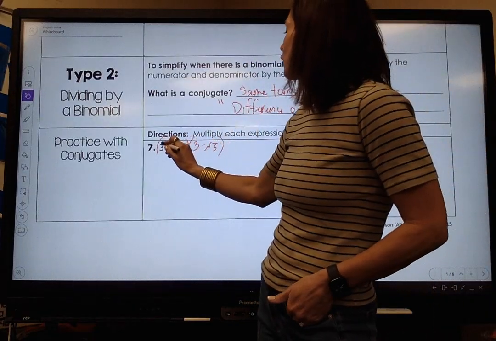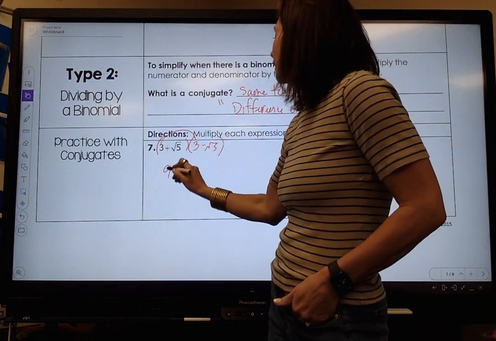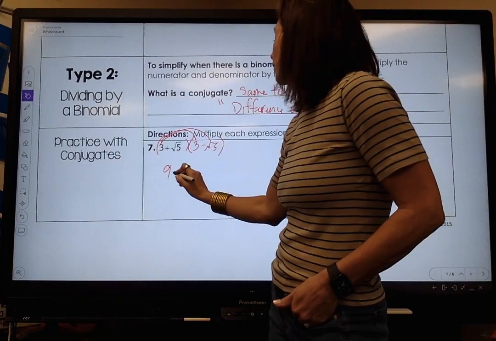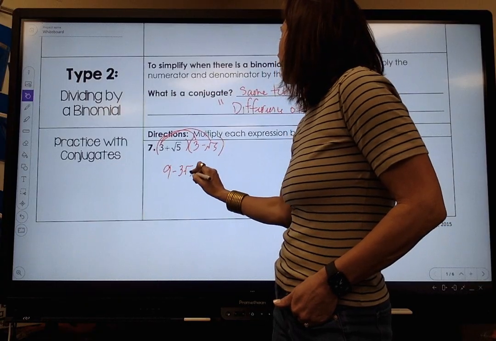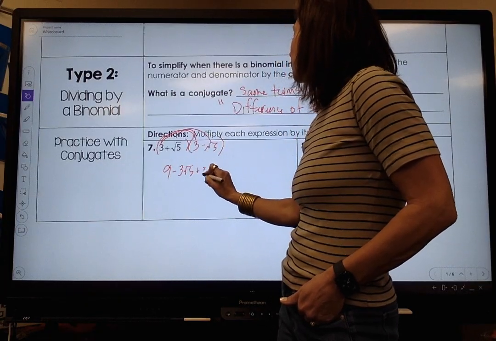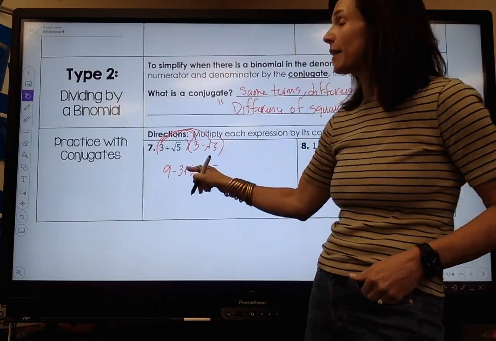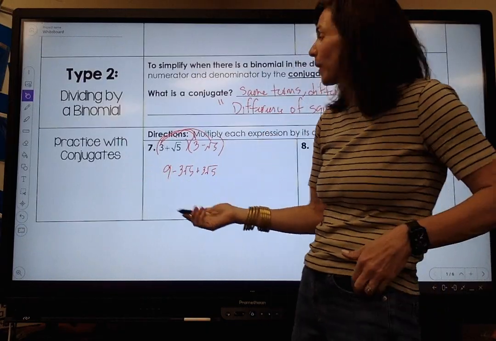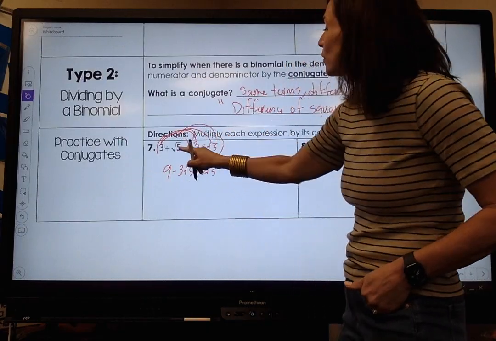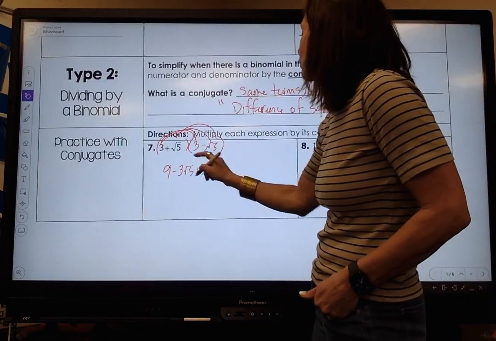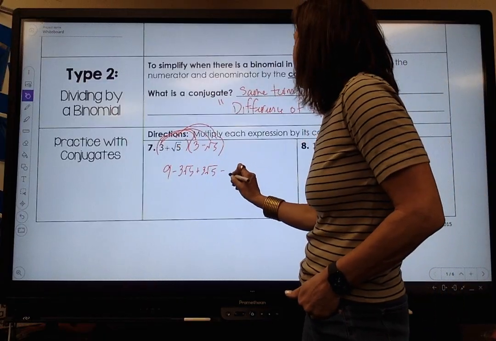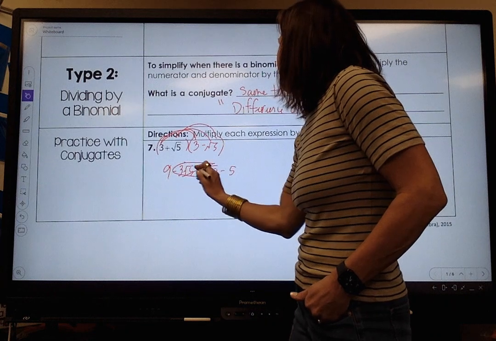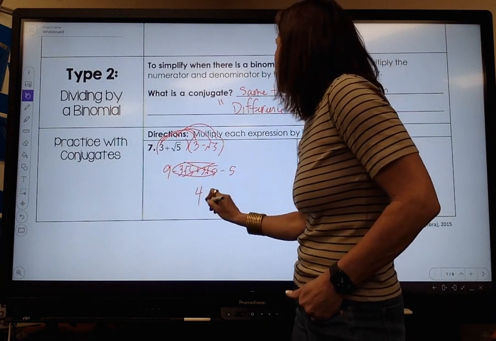So when I distribute, I get 3 times 3 is 9. 3 times square root of 5 is negative 3 square root of 5. This is positive 3 square root of 5. So it cancels out that middle guy, which we need to cancel out our radical. And then when you have square root of 5 times square root of 5, that's just 5, and a positive times a negative is negative 5. These guys cancel out. 9 minus 5 is 4.